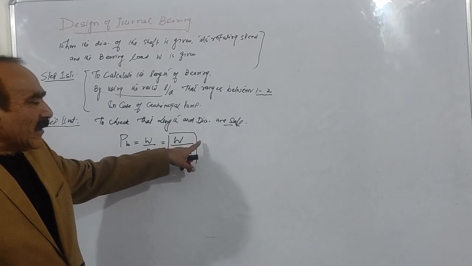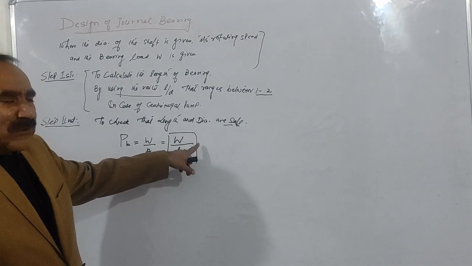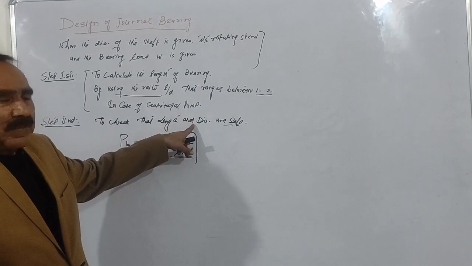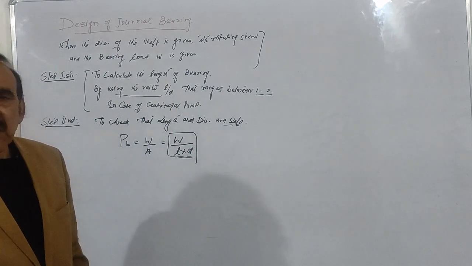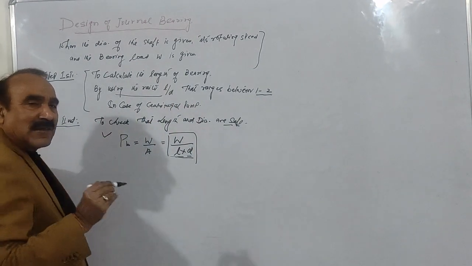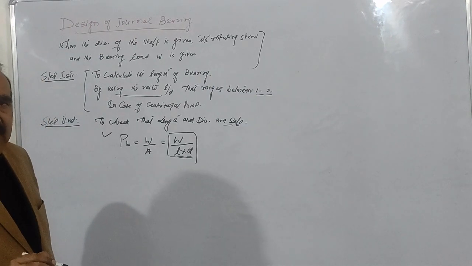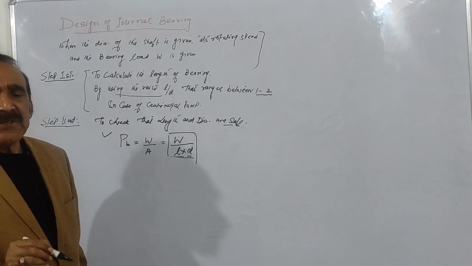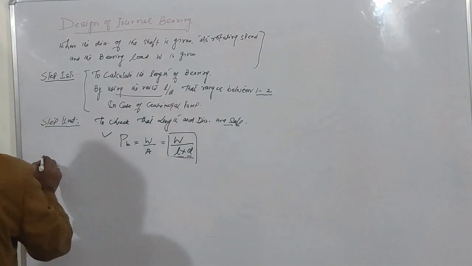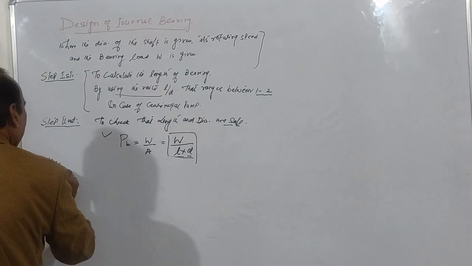If your bearing pressure comes between the limits of the bearing pressure which you have taken from the table, then you can say that this design, meaning the length of the bearing which you have designed or the diameter of the bearing which you have designed, is safe, right? So this is step number second. No, step number third.